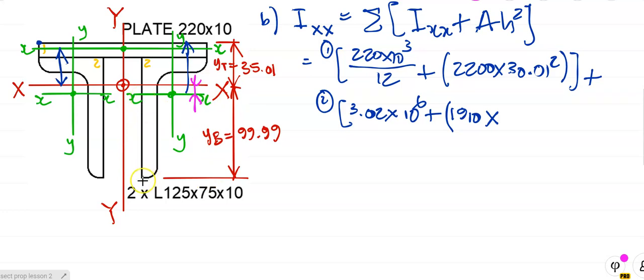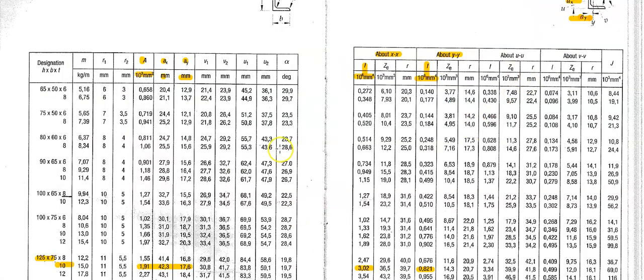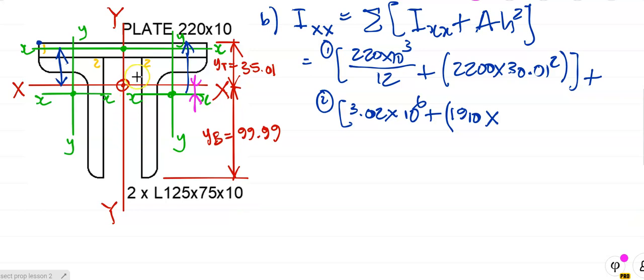But do we know that? No, we don't. But we know the distance from there to there, which is how much? I think, if I remember correctly, it is AX, which is 42.3. So from there to there is 42.3, and from there to there is 125 minus 42.3. We take that away from y bottom and we get H for the angle.